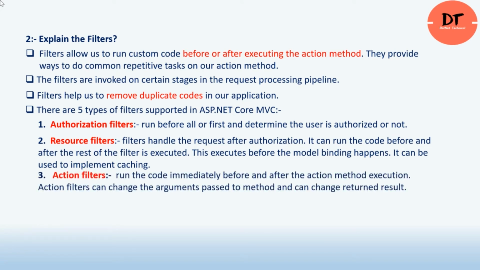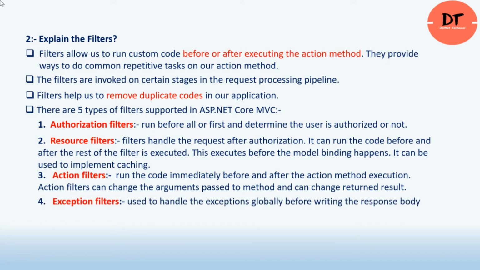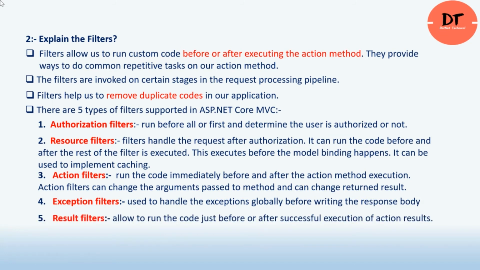The next one, action filter. The action filter runs code immediately before and after the controller action method is called. It can be used to perform any action before or after execution of the controller action method. The next one, exception filter. Exception filters are used to handle exceptions that occurred before anything is written to the response body. The next one, result filter. Result filters are used to run code before or after the execution of the controller action result. They are executed only if the controller action method has been executed successfully.